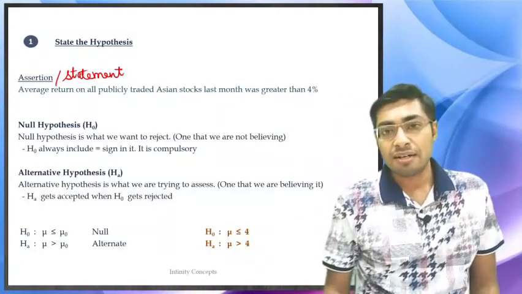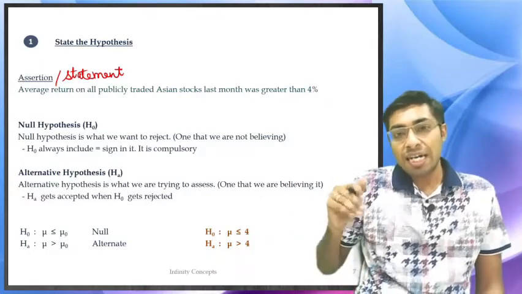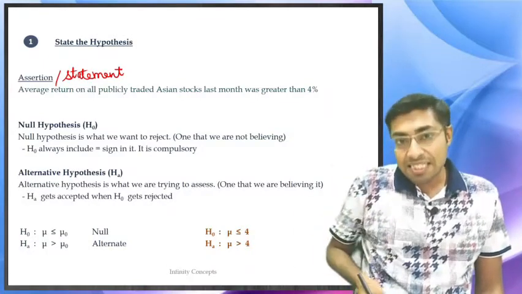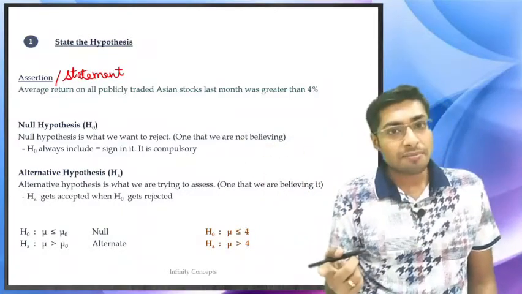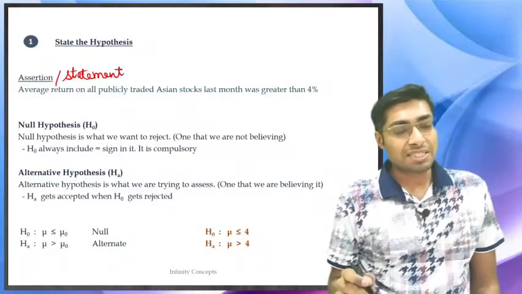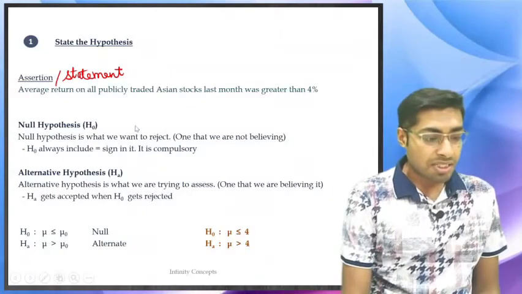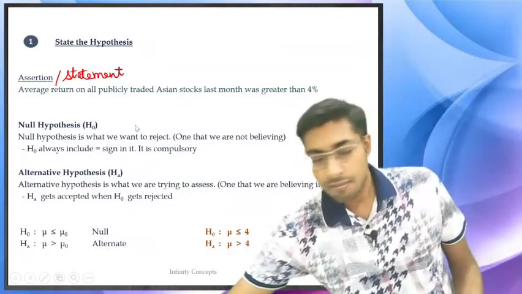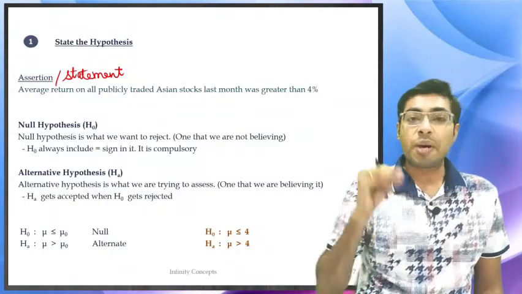What came to your mind, I don't know, but then you have made a statement that the return was more than 4%. Now we are going to start hypothesis testing to understand or statistically test whether the statement that we have made is really correct or not. So let us start stating the hypothesis. So what is the hypothesis? Now there is a null hypothesis. This null hypothesis is what we want to reject.